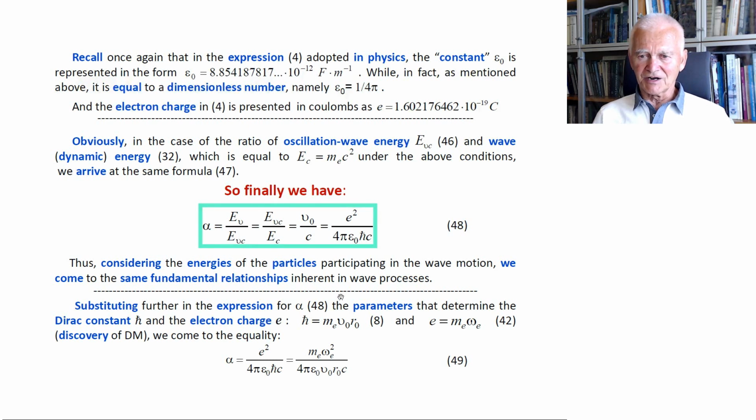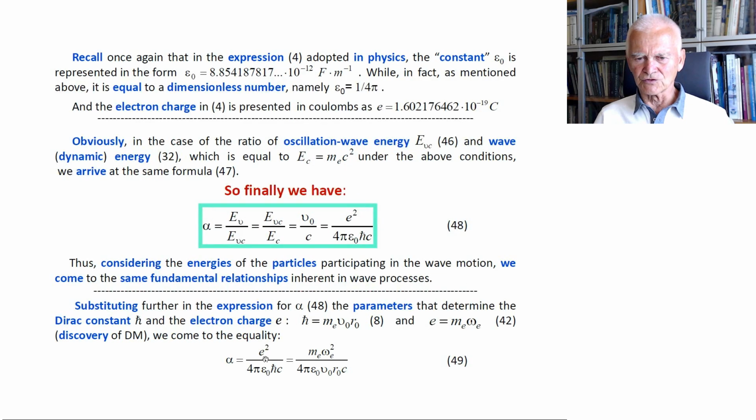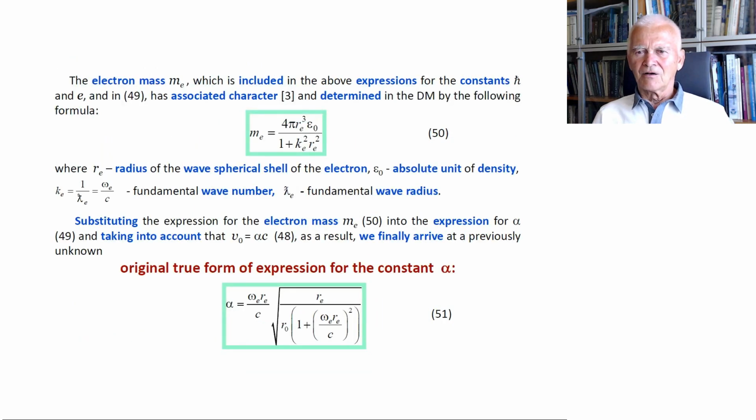Substituting further into this expression for alpha the parameters that determine the Dirac constant h bar and the electron charge e, m e, by the discovery of the dynamic wave model, we come to this equality. So now the electron mass, which is included in this expression, has an associated character and is determined in the dynamic model by the following formula.